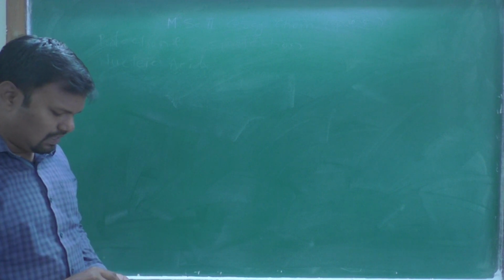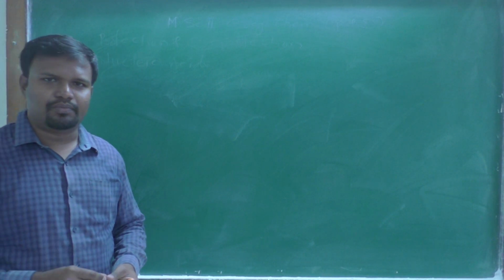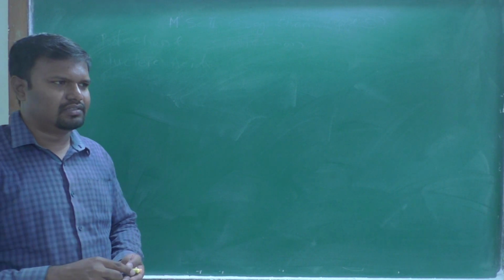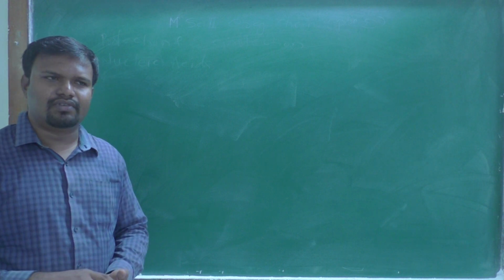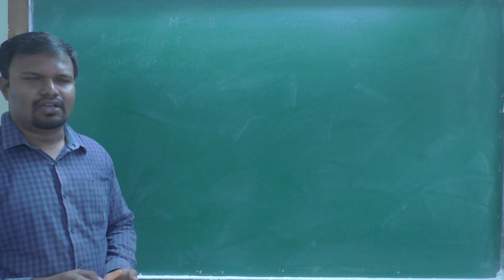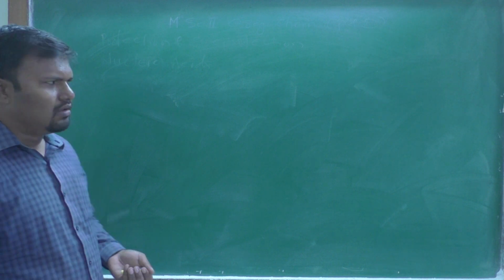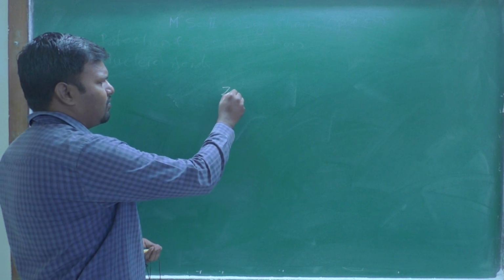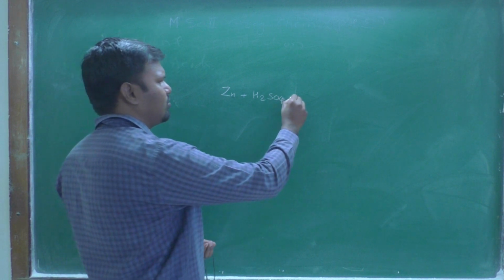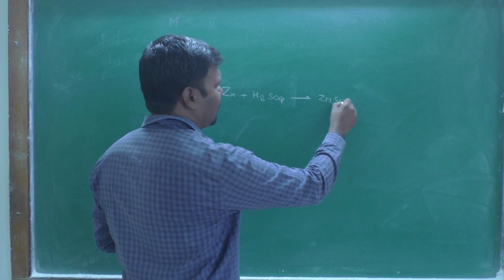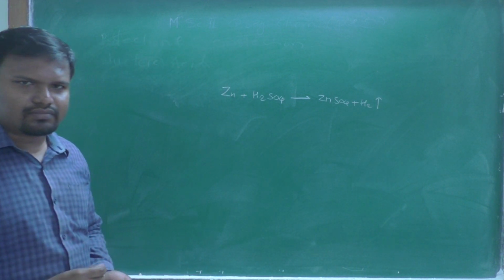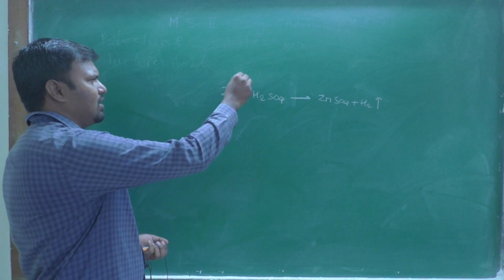Dear students, today we will start with the phase rule. There are two types of reactions: the first is the reversible reaction and the second is the irreversible reaction. For the irreversible reaction, we have one example: Zn when treated with H2SO4 gives ZnSO4, and H2 gas will leave out. This reaction is an irreversible reaction.